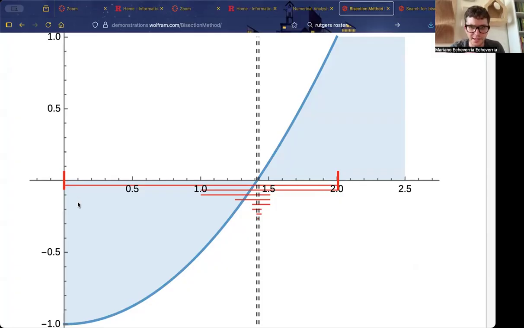And the other thing is, if you look at the endpoints, the left endpoints, here's another thing to notice.